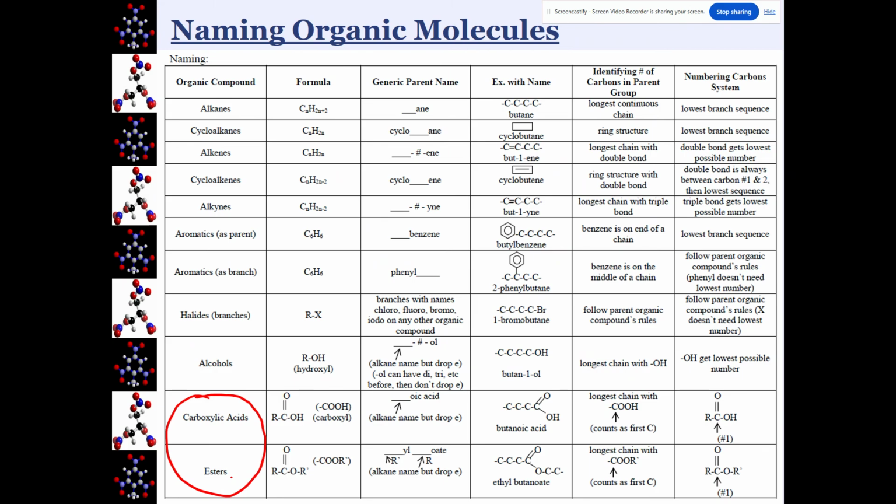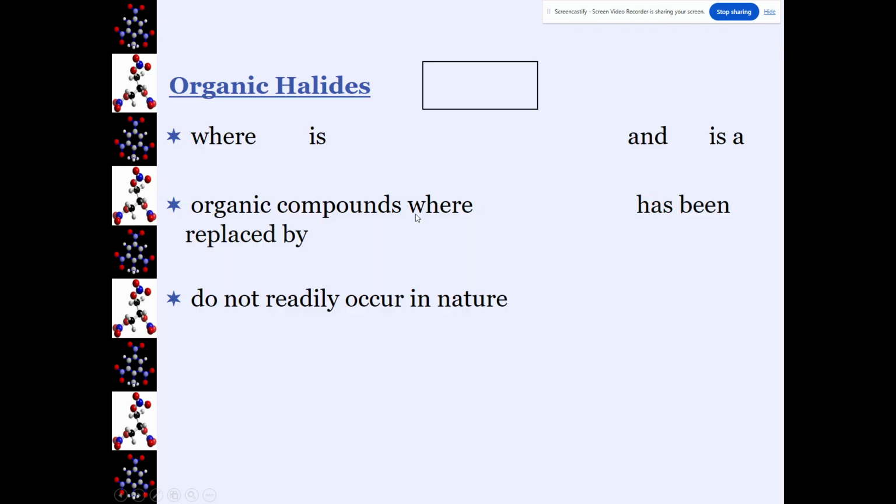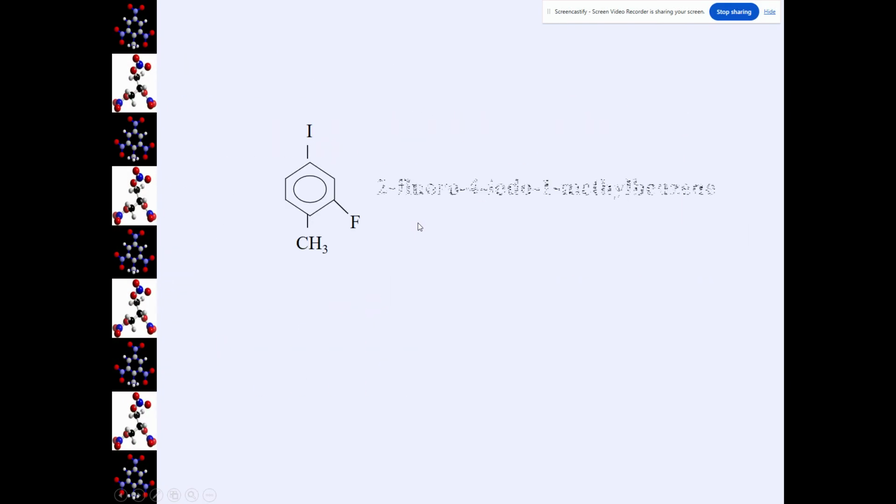So just a little preview of what carboxylic acids could look like. This is a diagram of butanoic acid, and this is a diagram for my ester, ethyl butanoate. Okay, so we're going to learn again how to identify them, their properties, how to name them, and how to draw them.